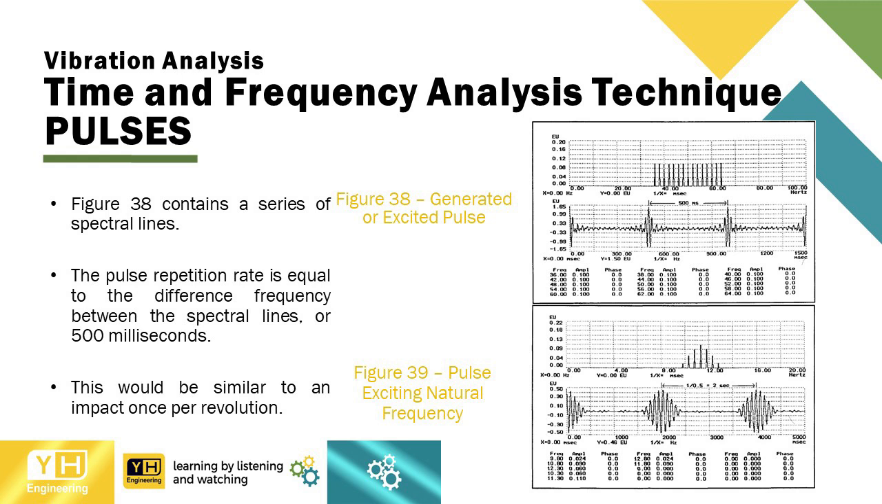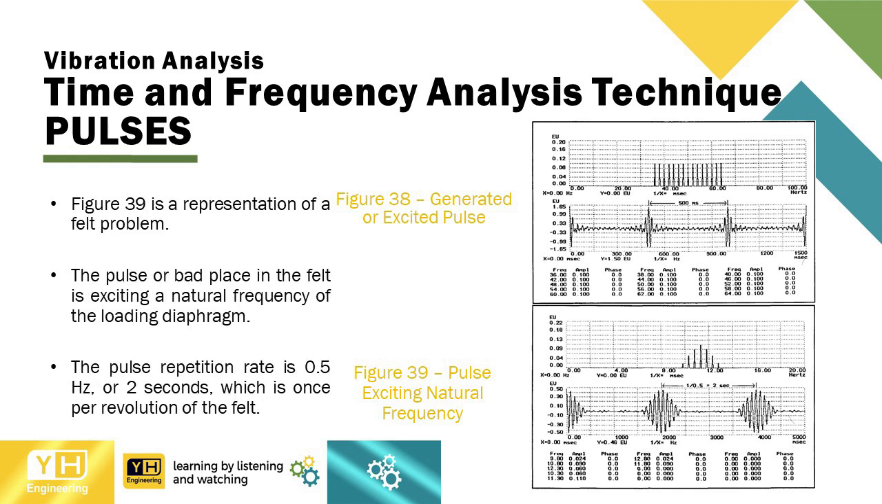Figure 38 contains a series of spectral lines. The pulse repetition rate is equal to the difference frequency between the spectral lines, or 500 milliseconds. This would be similar to an impact once per revolution. Figure 39 is a representation of a felt problem. The pulse or bad place in the felt is exciting a natural frequency of the loading diaphragm. The pulse repetition rate is 0.5 Hz, or 2 seconds, which is once per revolution of the felt.